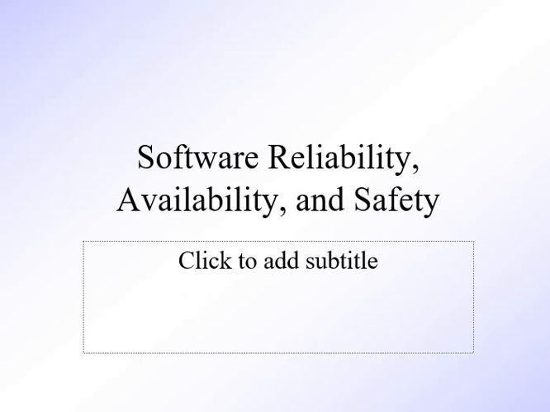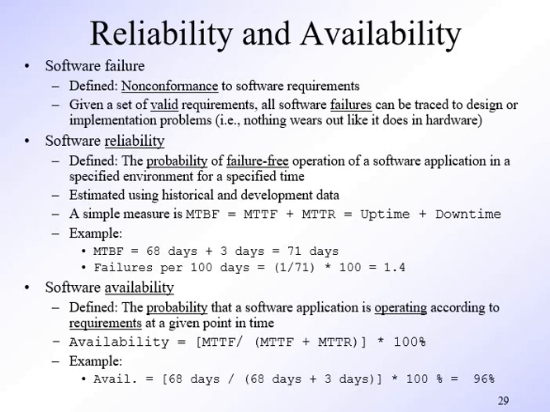Then we have software reliability, availability, and safety. Reliability is nothing but whether your software is reliable or not. How can you say whether your software is reliable or not? First of all, what actually is a software failure? It's not properly following the requirements. So this is software failure.